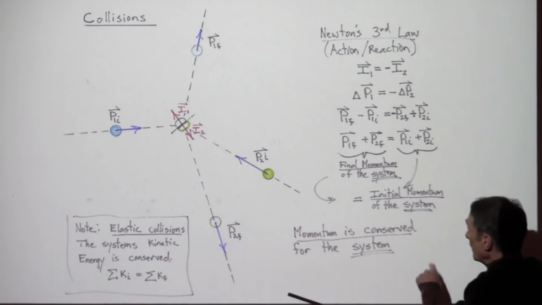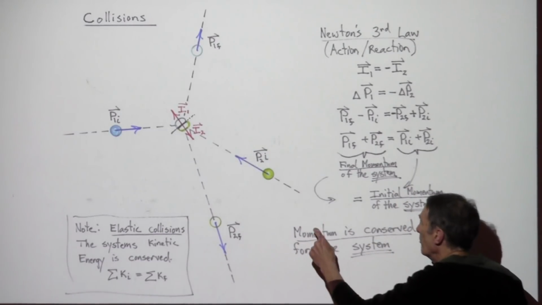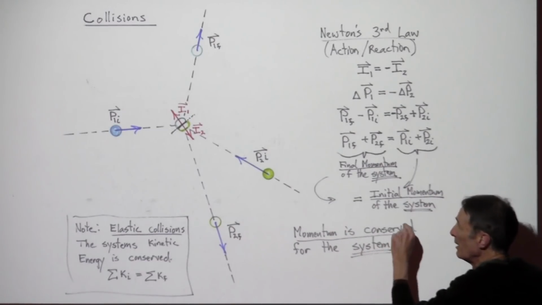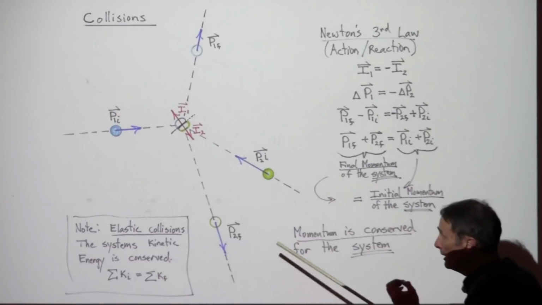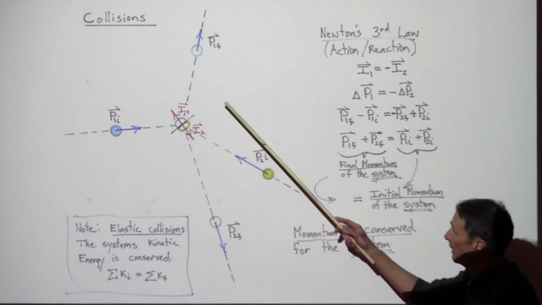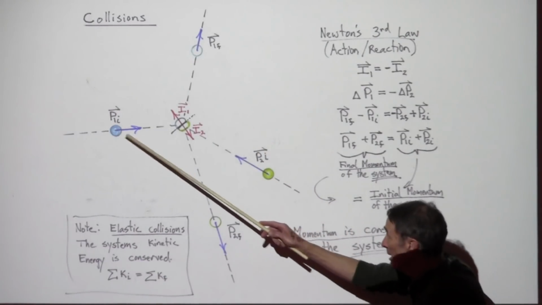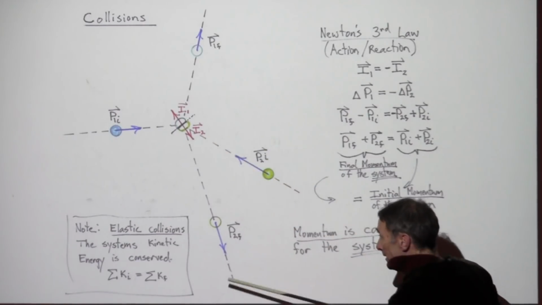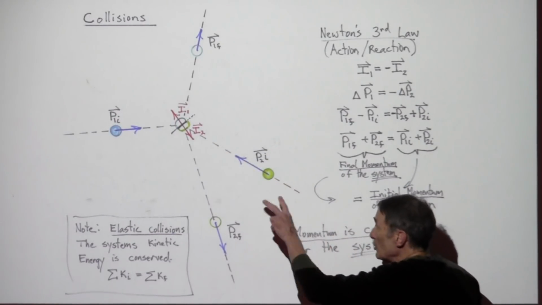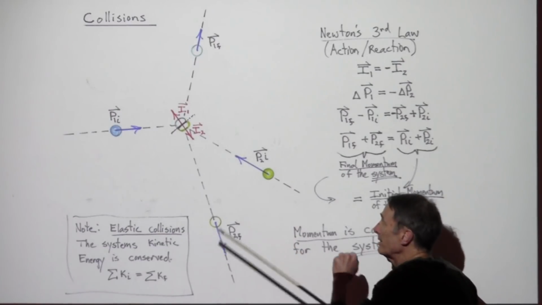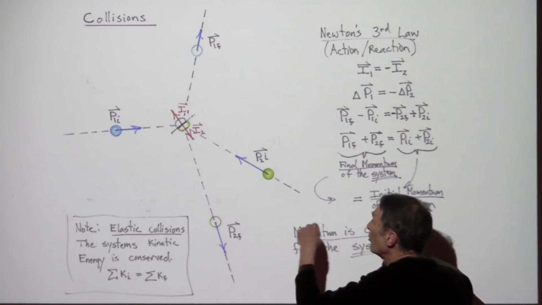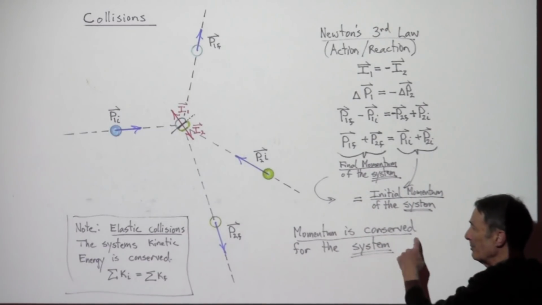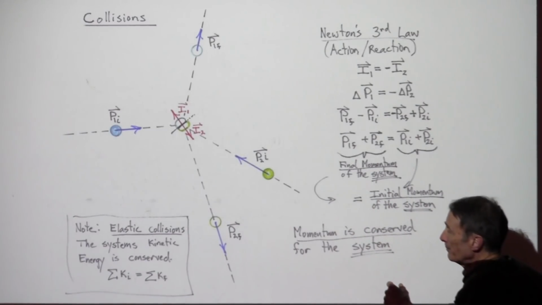In fact, we call this conservation of momentum. Momentum is conserved for the system. Individually, they don't have conservation of momentum. This one was coming in this way and goes off like that, and this one's coming in and goes off like that. So they both change in momentum, but these changes are always equal and opposite, and so the overall momentum of the system, again, is conserved.